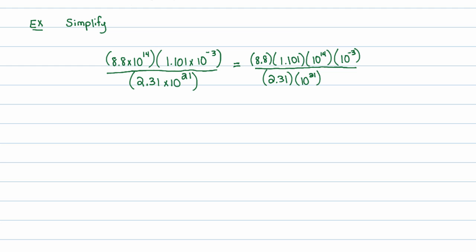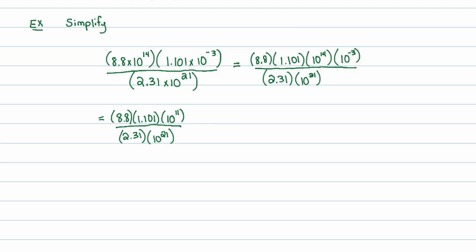They all mean multiplication. And I'm going to take care of the powers of 10 first. So upstairs I have 8.8 times 1.101. 10 to the 14th times 10 to the negative 3rd is going to be 10 to the 11th. Notice that I again exercised my right to combine those two instead of moving the 10 to the negative 3rd downstairs.